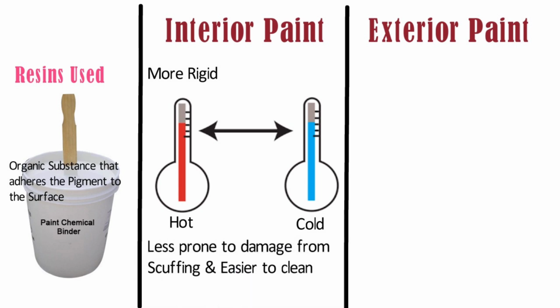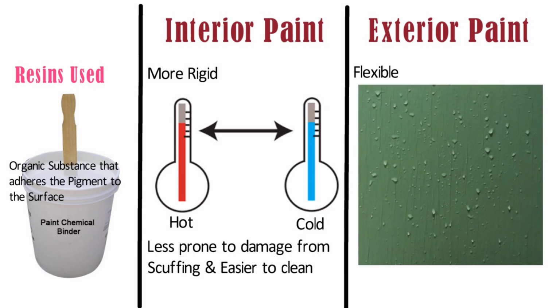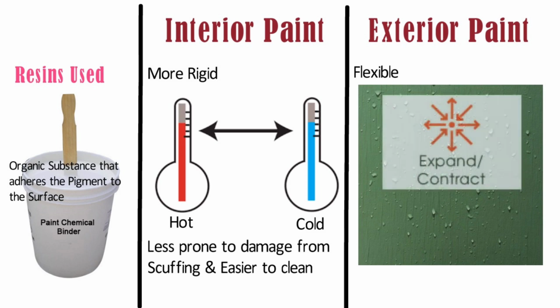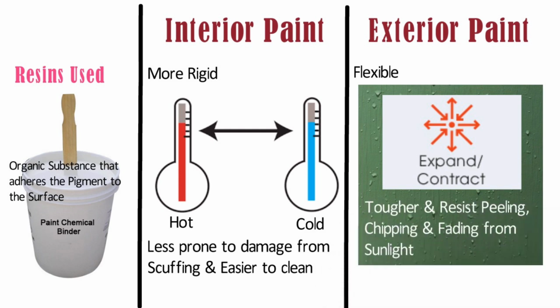Whereas the resins used for exterior paint are flexible so that they survive temperature changes and ill effects due to the exposure of moisture. They are supposed to be flexible, that is, they should not easily crack on expansion or contraction of the surface. Exterior paint also must be tougher and resist peeling, chipping, and fading from sunlight. For these reasons, the resins used in binding exterior paints must be softer.